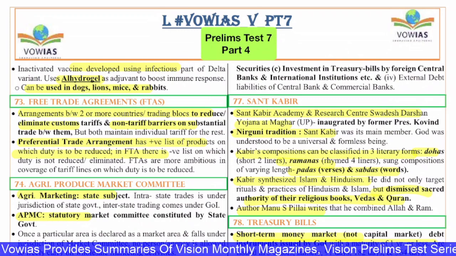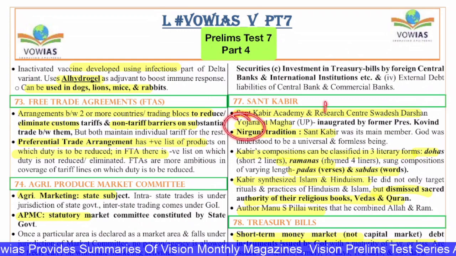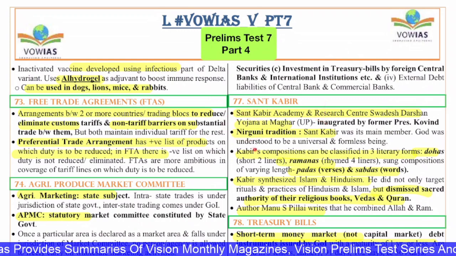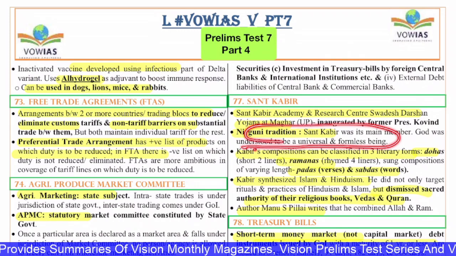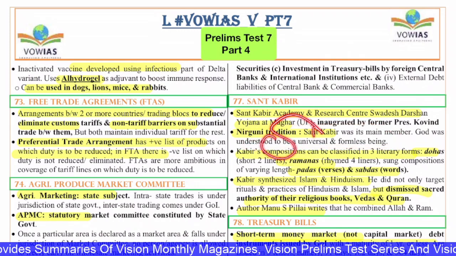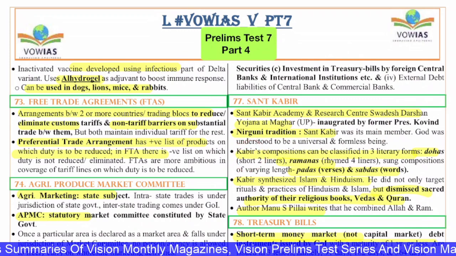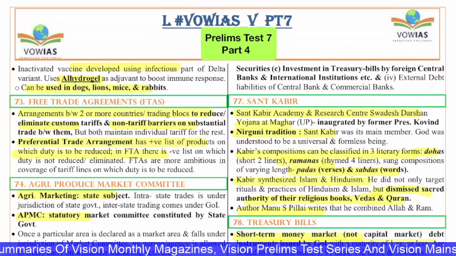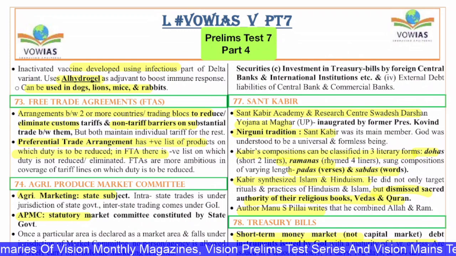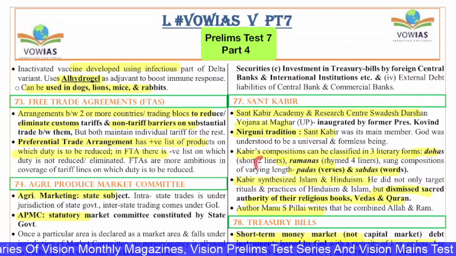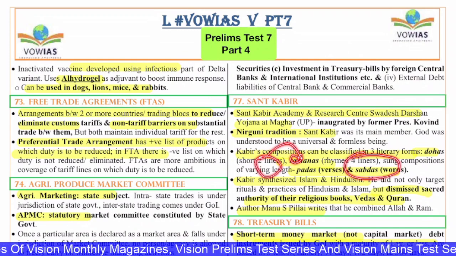So Sant Kabir belonged to the Nirguna tradition. Sant Kabir was the main member of this tradition. God was understood to be a universal and formless being. Kabir's compositions can be classified into 3 literary forms: dohas, short 2-liners; ramainis, rhymed 4-liners; and sung compositions of varying length, padas and sabads.